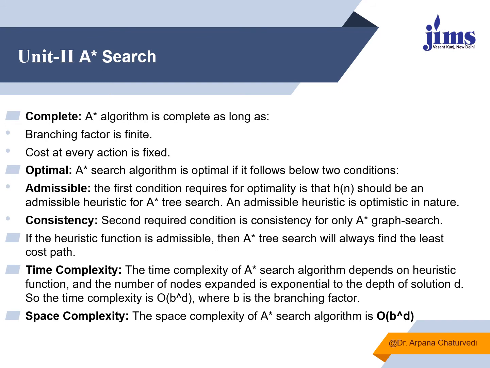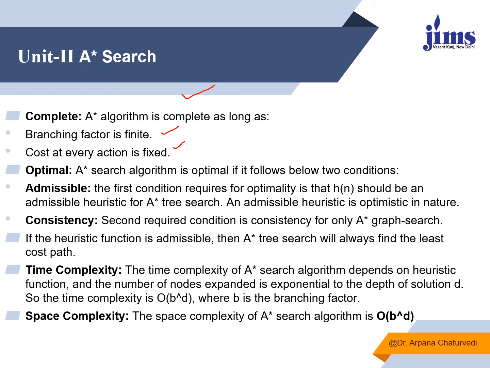We can also talk about the characteristics of the A star search algorithm. A star search algorithm is complete, and one more thing we have to remember is that it is complete as long as the branching factor is finite and the cost of every action is fixed. Otherwise we can't say it is complete. It is optimal under 2 conditions.